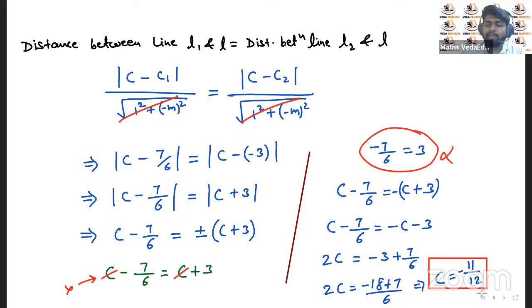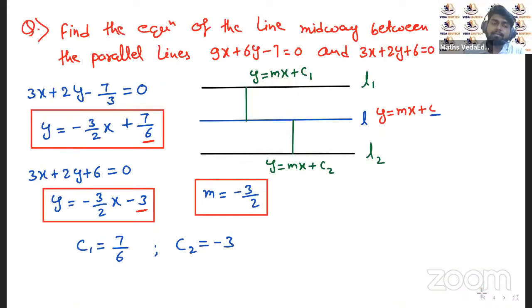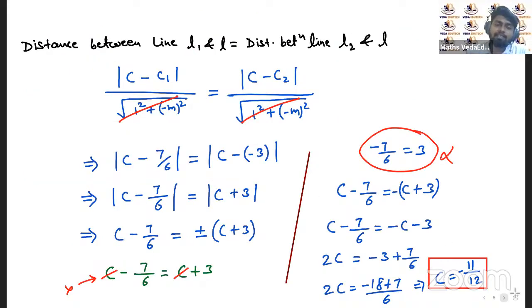If you want, you can go through the solution one more time. Here, we converted those two equations into the form y equal to mx plus c, and we assumed the required line, that is y equal to mx plus c, and the given two lines, y equal to mx plus c1 and y equal to mx plus c2. We found c1 is plus 7 by 6, c2 is minus 3, and the m value is minus 3 by 2. The next step is the distance between those two lines. The distance between L1 and L and the distance between L2 and L will both give you the same value. So that's why it's equal.